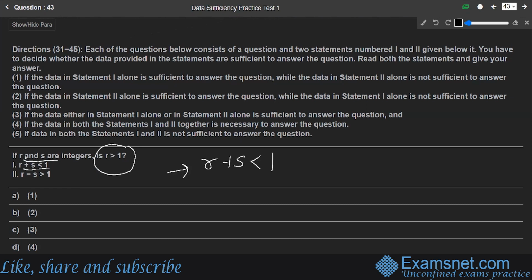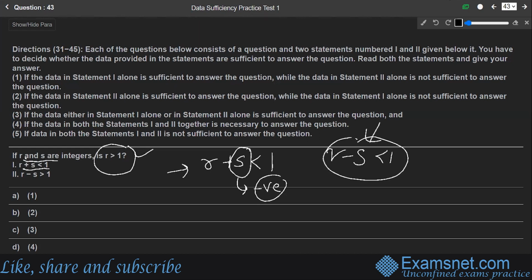So by this information, can we answer whether R is greater than 1? Obviously, we cannot answer because we don't know the S value. S can be a negative number also. If S becomes a negative number, then the question will become R minus S is less than 1. So that completely depends on the value of S, whether R is going to be greater than 1 or not. So clearly statement number 1 is not sufficient to answer the question.